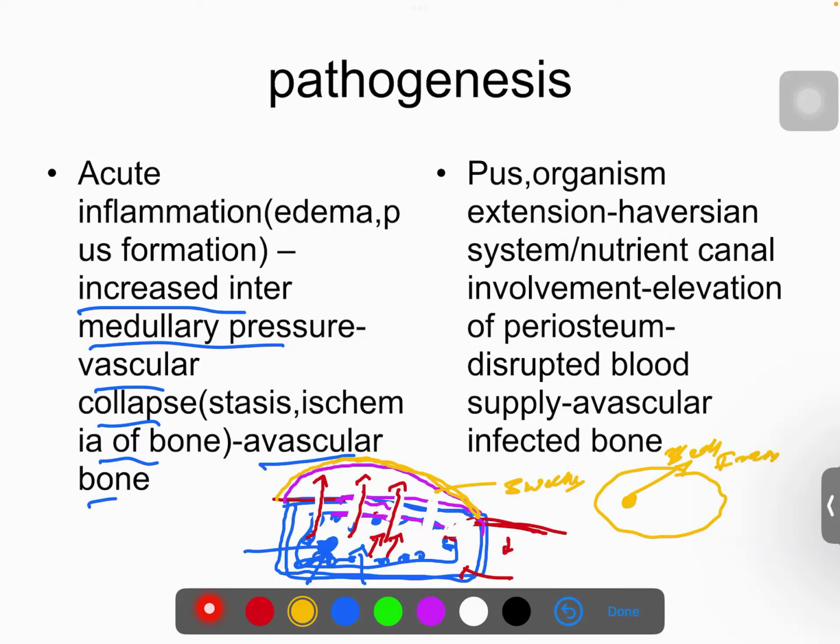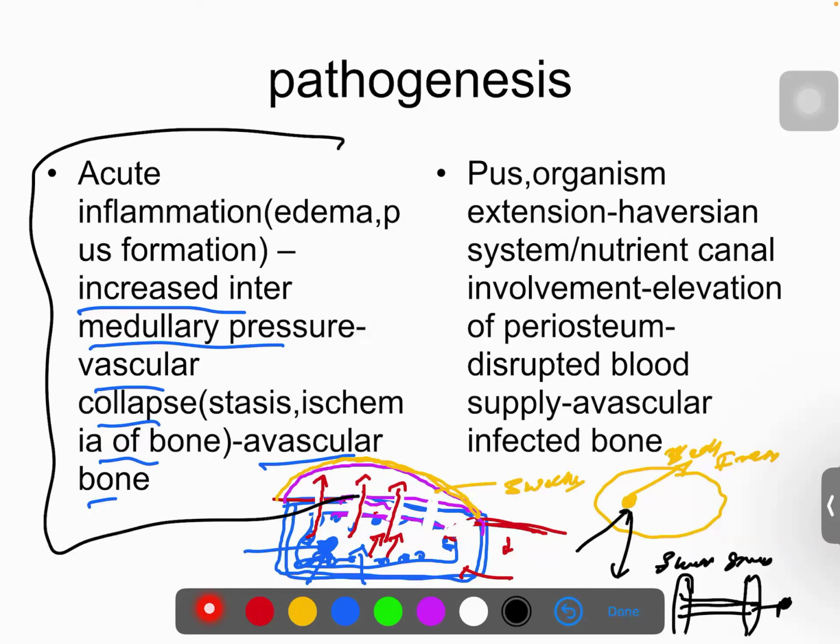If you put a needle prick in this, there will be a lot of fluid from the sinus tract, and it will form a fistula from the bone intramedullary cavity to the external space. That is the mechanism of formation of a fistula.